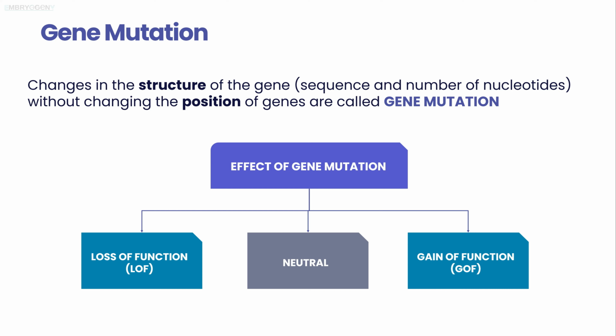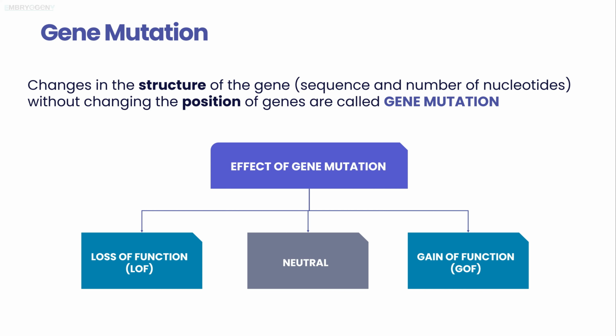By loss of function, we mean it results in an inactive or a less active protein which is being coded. By neutral mutation, we mean that there is no net change in the protein which is being coded. And by gain of function mutation, we mean that it leads to a more active protein or a protein which has acquired a different function.